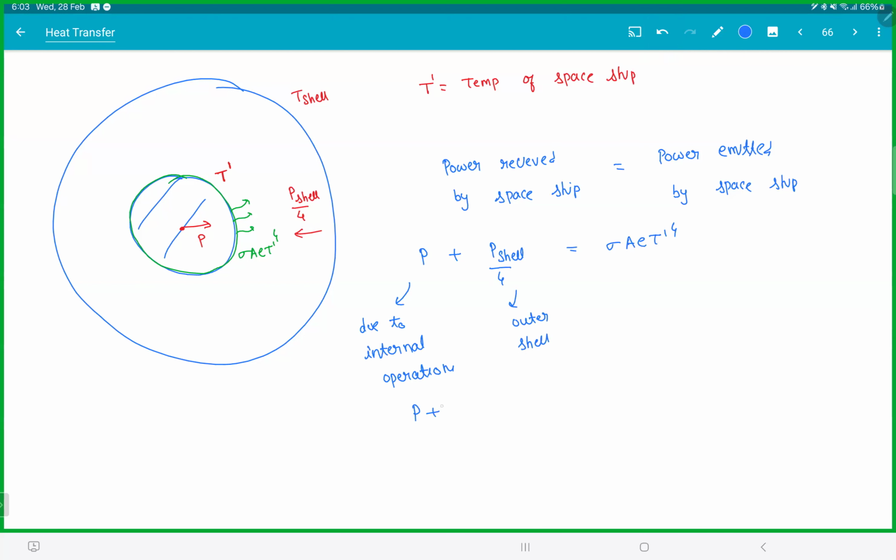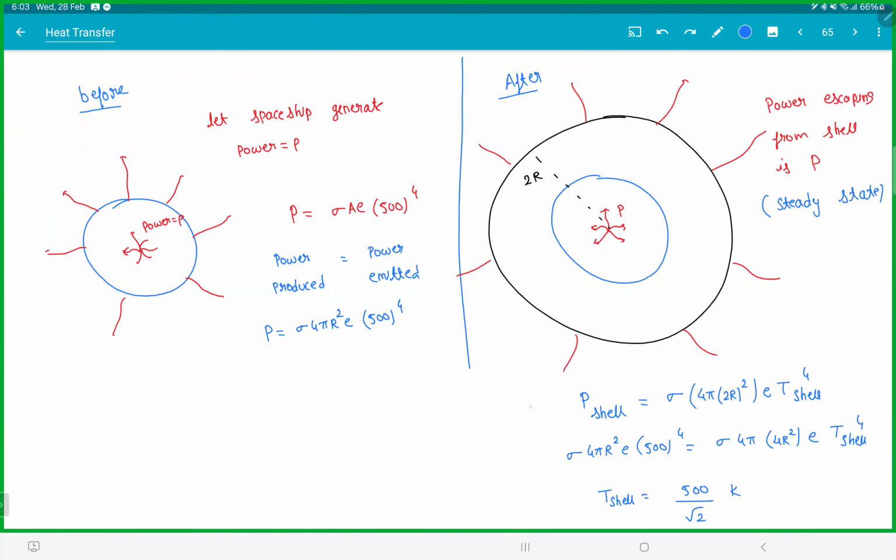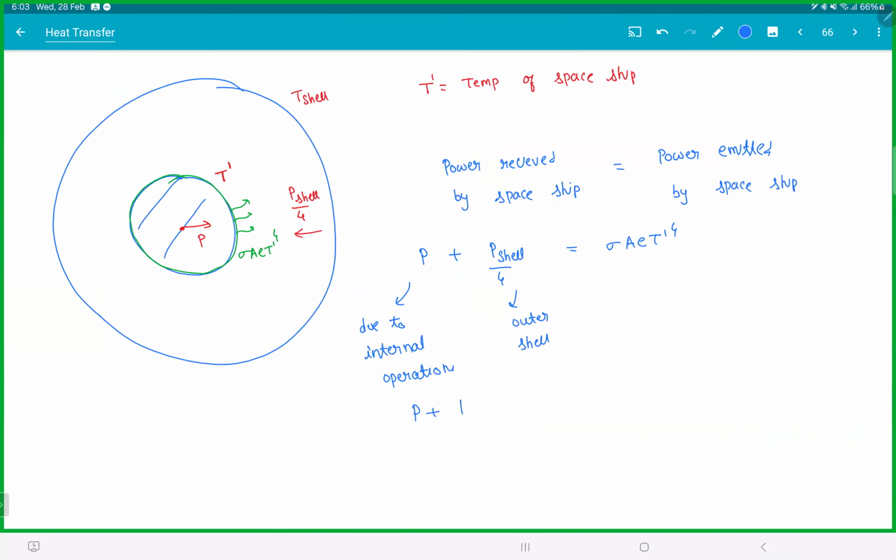So this is P. And what is the power of the shell? Just now we wrote this. Power of the shell is nothing but P only. So this is P by 4, which is sigma AE T dash power 4. So this is 5 by 4 sigma AE 500 to the power of 4 by sigma AE T dash power 4. Therefore, T dash will be 5 by 4 to the power of 1 by 4 into 500 Kelvin.